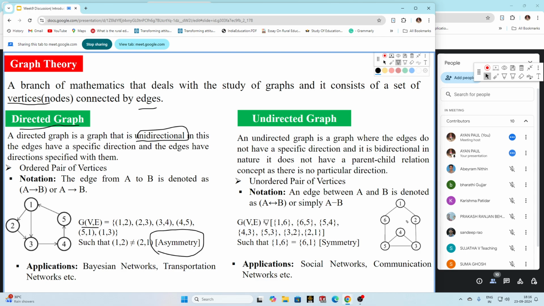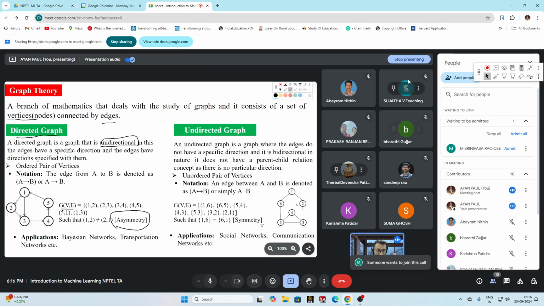our graph G(V, E), that is vertices and edges, we will write, okay, someone is joining.